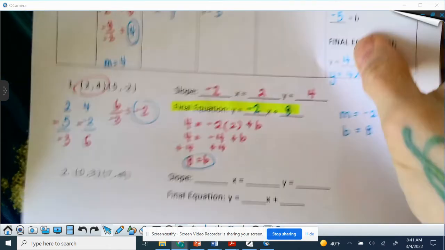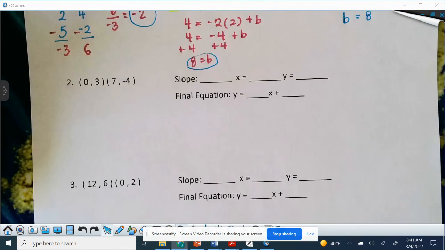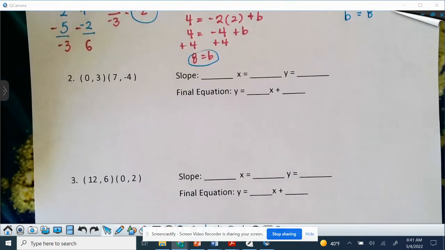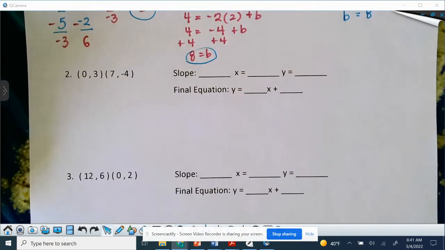So if you're feeling froggy, pause the video, try number 2. If not, please, please, please, after we do this one, pause and try number 3. Again, messing up today is not going to hurt anybody's feelings. Nobody's watching.